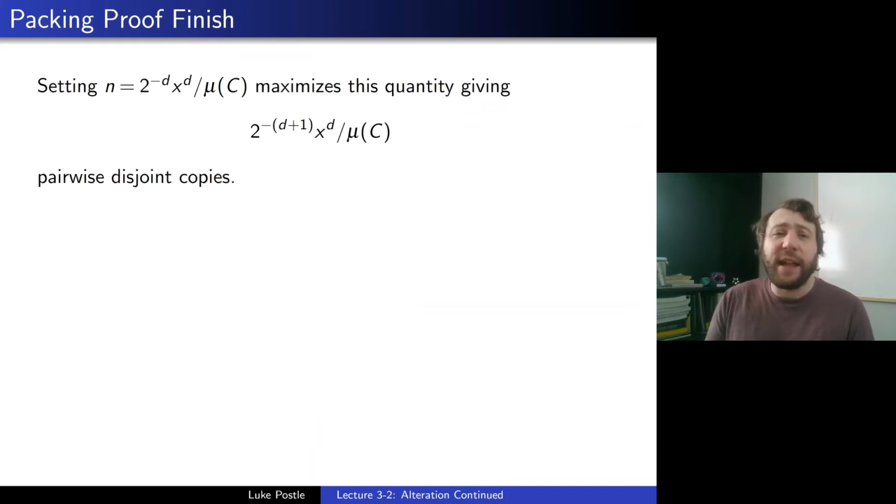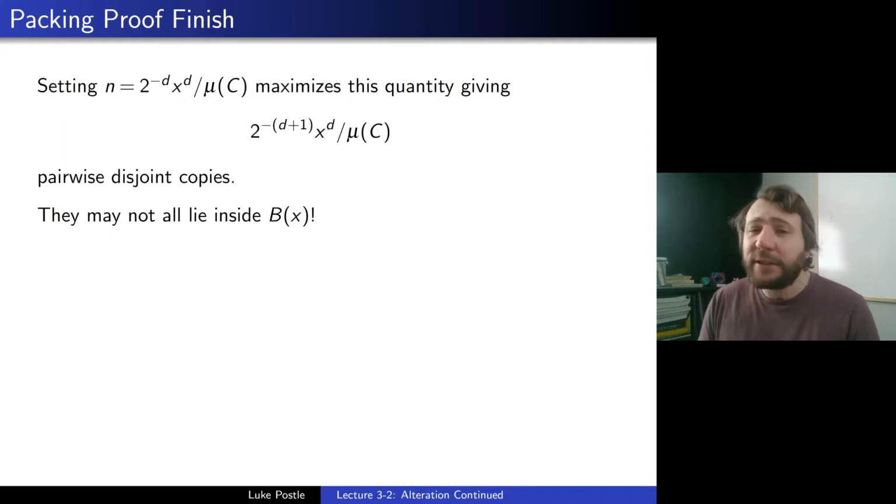Turns out that if we set n to be 2 to the negative d x to the d over mu c, if you just calculate with calculus the optimum value in the previous equation, it's that, which then gives a quantity of 2 to the negative d plus 1 times x to the d over mu c pairwise disjoint copies. So it's actually pretty good. So we kind of have this power of 2, unfortunately, but that comes from the doubling that we ended up with: what's the probability that we're within kind of a doubling of each other, pi and pj.